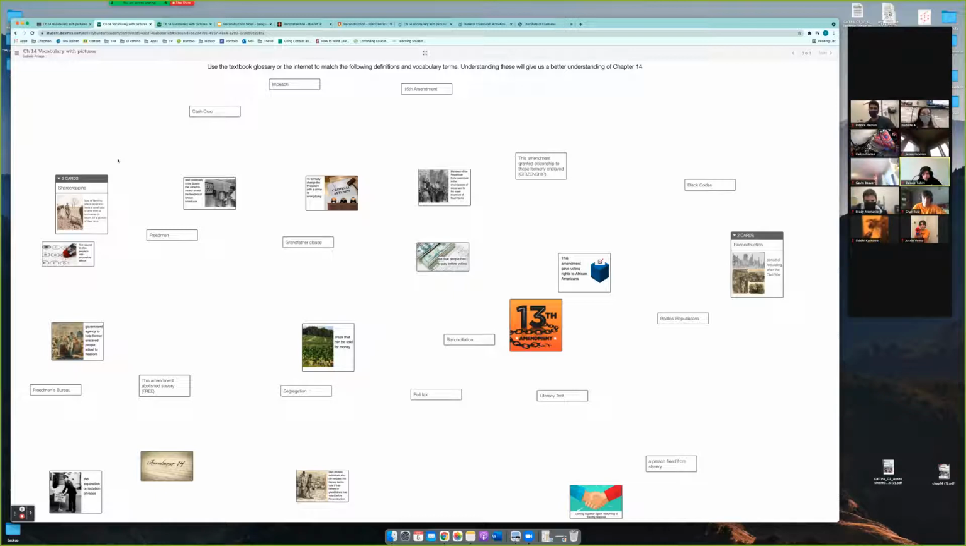So again, we can use the textbook, glossary, or the internet to help us with this. I'm going to give us some time to work independently on these, and then we'll review them together as a class, okay? Is there anyone in class who would like a hardcover textbook, or do you want to use the online? Okay, sounds good.